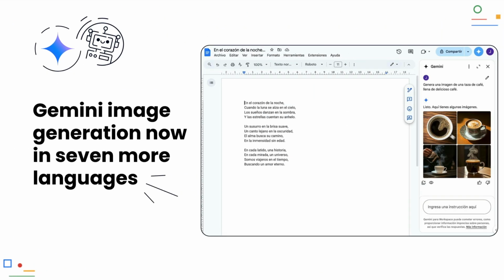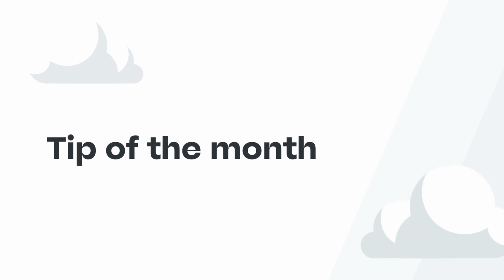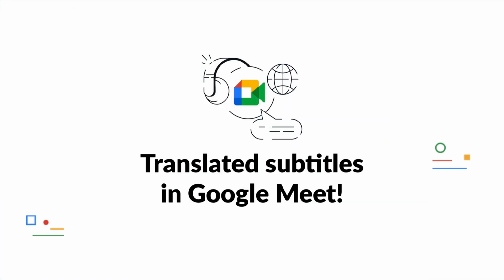Gemini image generation now in 7 more languages. Image generation in Gemini in the sidebar of the Workspace apps is now also available in French, German, Italian, Japanese, Korean, Portuguese, and Spanish.